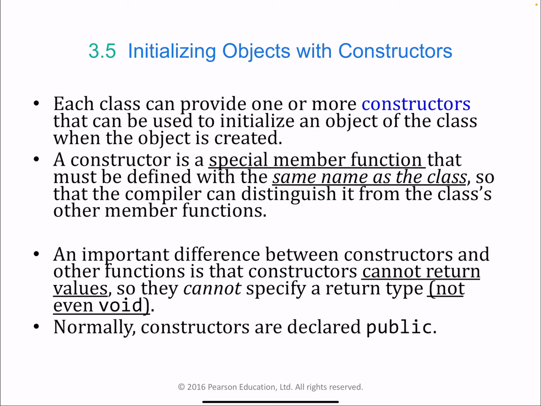Now there are some other special types of functions that we usually add to classes called constructors. Constructors are functions that are automatically called whenever you declare an object of a certain class. These are special member functions, and they must have the same name as the name of the class. Constructors are different from other functions also in the sense that they cannot return a value, not even void.